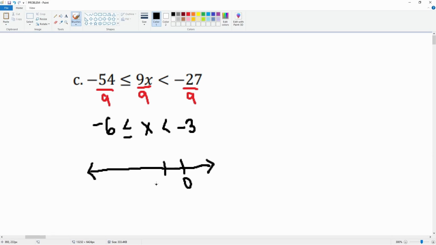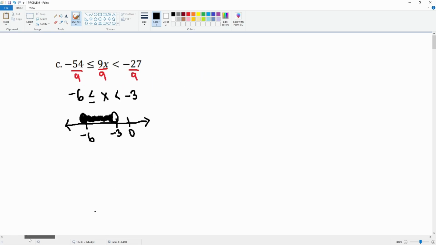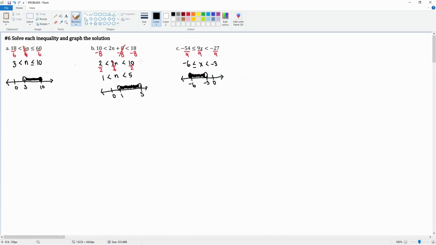Here's 0, here's negative 3, and here's negative 6. We close it at negative 6, and we open it at negative 3. x is less than negative 3, so it's this way, and x is greater than negative 6, so it is combined here. This is how the AND inequalities would look. Notice all the AND inequalities are together, they're connected.